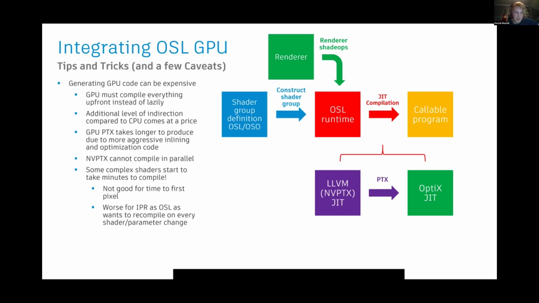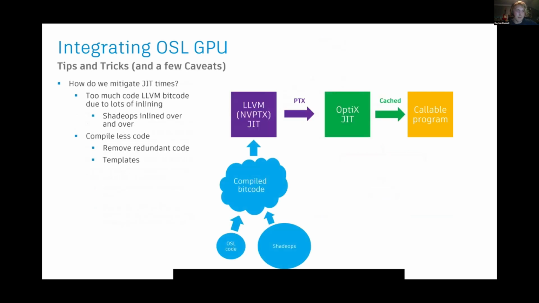Currently, there's a limitation with the NVPTX backend where you can't compile stuff in parallel, which makes the problem even more difficult, as we're seeing some shaders take minutes to compile. The fact that we can't do this in parallel makes it even longer, and it's wrecking time to first pixel and makes IPR pretty painful. So we've done some things in Arnold to mitigate this compile time.